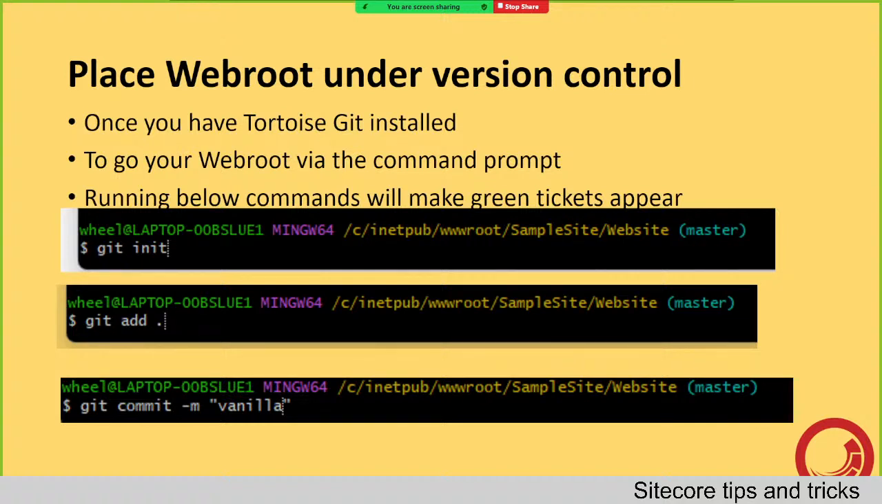So we want to place the web root under version control. So once you have Tortoise Git installed, go to your web root via the command line or the command prompt, and then run the below commands in the following order. Okay. So you want to do a git init, which basically initializes the repository, a git add all or git add asterisk. That will add everything to Git, and then you want to do git commit dash m for message, and you can give it a message. I've called it vanilla. You can call it first commit or whatever you fancy.